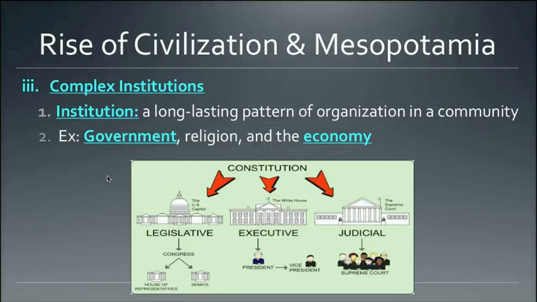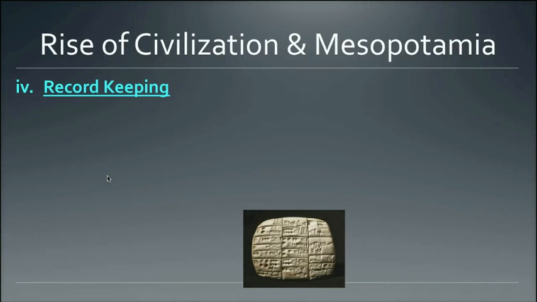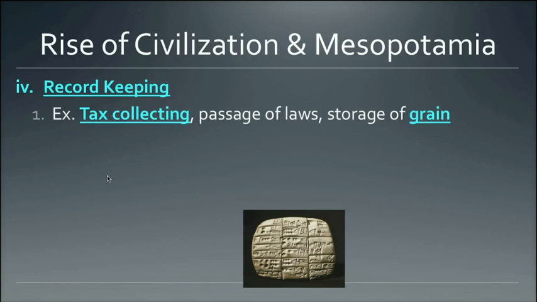Religion can be a complex institution, organizing people's beliefs. And of course, the economy, in terms of money and what we do with our finances, can be a complex institution. So if you don't have anything like that, you really can't be considered a civilization. So again, our recap: we start with advanced cities, we moved on to specialized workers, and now we have complex institutions. The fourth one's really easy. You have to have some form of record keeping. So we have to have the invention of writing.